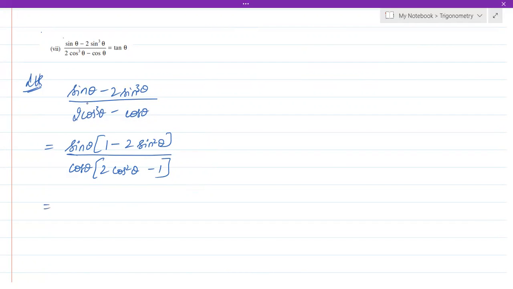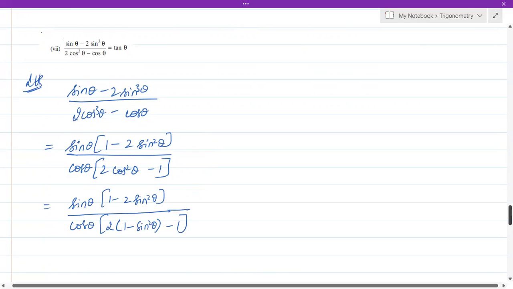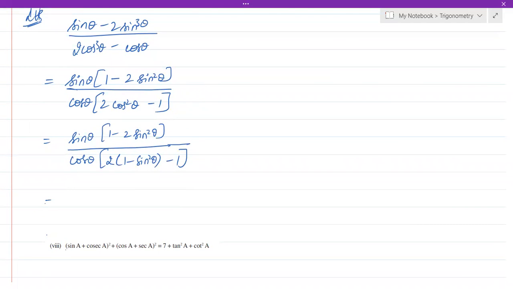If you somehow cancel these two things, we will get our answer. How to do that? You have to make both the brackets the same. How do we make them the same? See, the numerator is in terms of sin theta, but the denominator is in terms of cos theta. But we'll convert it using the formula. Cos square theta can be written as 1 minus sin square theta, minus 1. We are just using the identity. So in the next step, sin theta as it is, 1 minus 2 sin square theta as it is. Now let's multiply it. Cos theta as it is. 2 into 1 is 2, minus 2 into sin square theta is 2 sin square theta, minus 1.